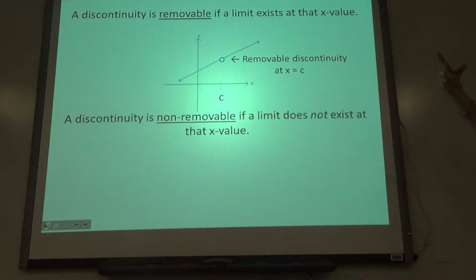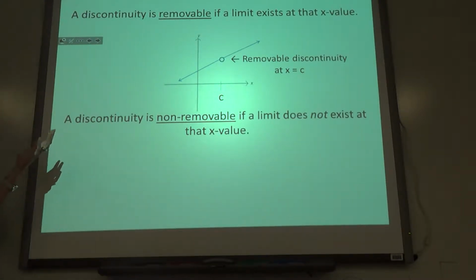Now we also have non-removable discontinuities, which is basically just the opposite, but I'll show you a couple pictures of what that could look like. A discontinuity is non-removable, bless you, if a limit does not exist at that x value. It's just the opposite of removable.